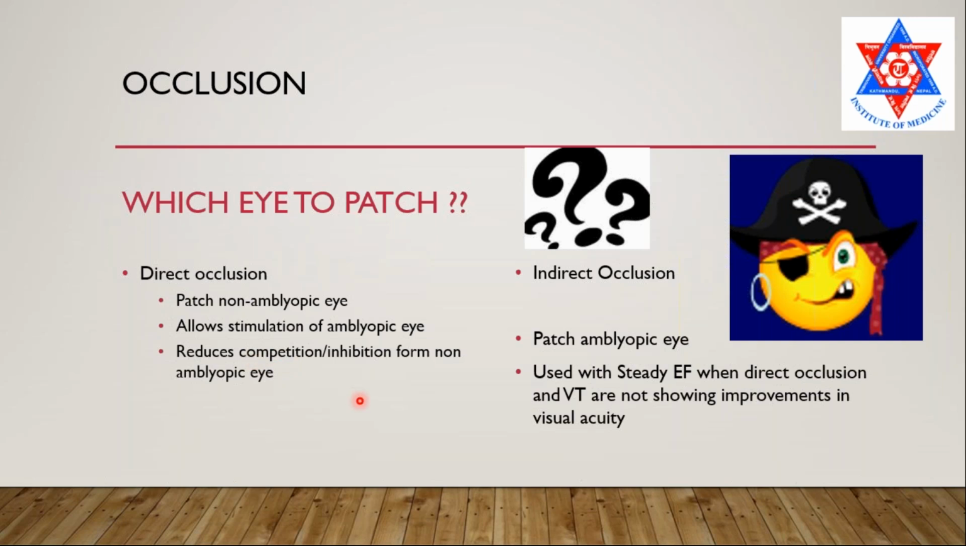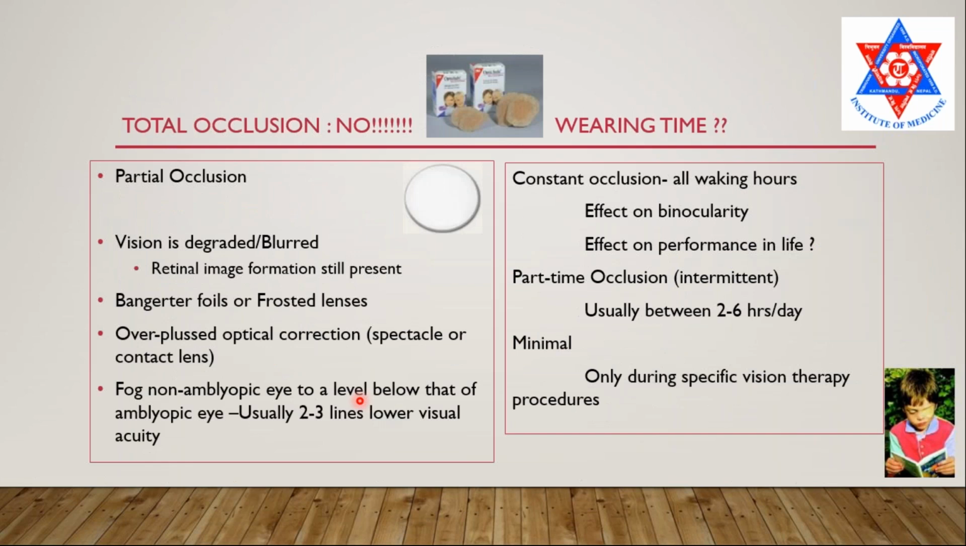So how to go with the occlusion part, especially in amblyopia? Basically, I don't recommend any total occlusion for amblyopic subjects, even if the amblyopia is very high or very severe. Partial occlusion will be very helpful for the patients, in which the vision is degraded or blurred, but retinal image formation is still present.